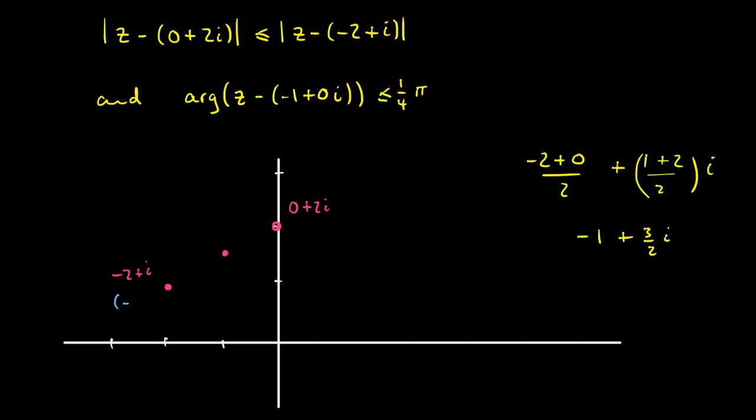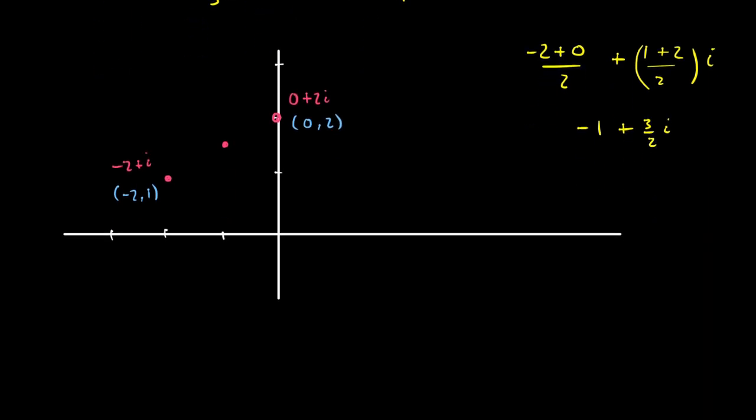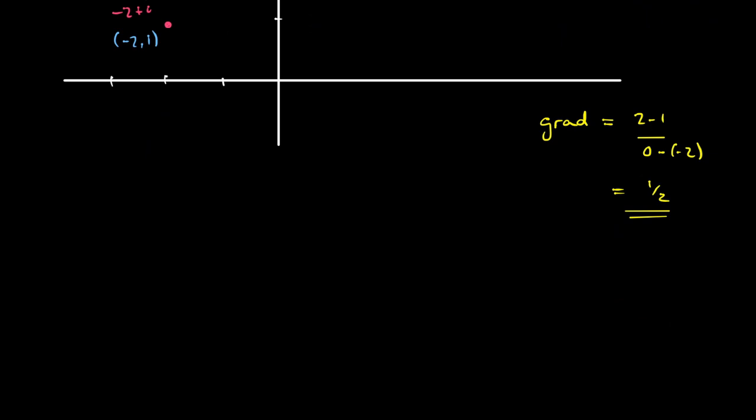This is the point on the diagram with coordinate (-2, 1). This is the point on the diagram with coordinate (0, 2). We can find the gradient of that line. Okay, so we can find the gradient by saying this is equal to (2 minus 1) over (0 minus -2), which is going to be a gradient of a half. And we want a perpendicular gradient, right? So the perpendicular gradient is going to equal -1 divided by a half, which is -2.